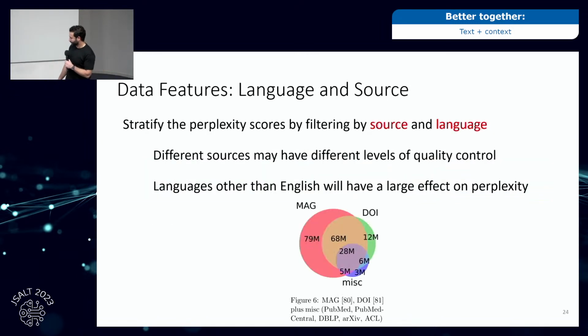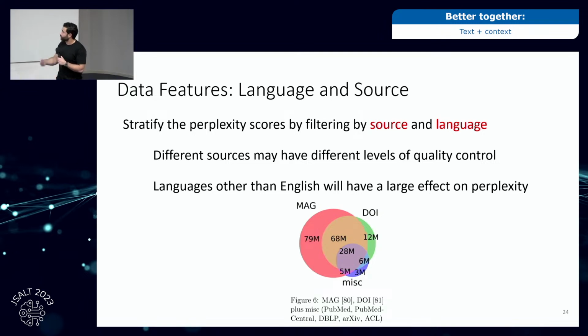Sure. Okay. So looking first at the data features, we selected two aspects that we thought might be important, those being language and source. So we wanted to stratify the perplexity scores by filtering for source and language. And the reasoning for this is that different sources may have different levels of quality control, which affect the perplexity score, and languages other than English will absolutely have a super large effect on perplexity because it's all effectively unseen. And so as a brief reminder, the sources that contribute to Semantic Scholar are the Microsoft Academic Graph, DOI, PubMed, PubMed Central, and some other sources which are considerably smaller.